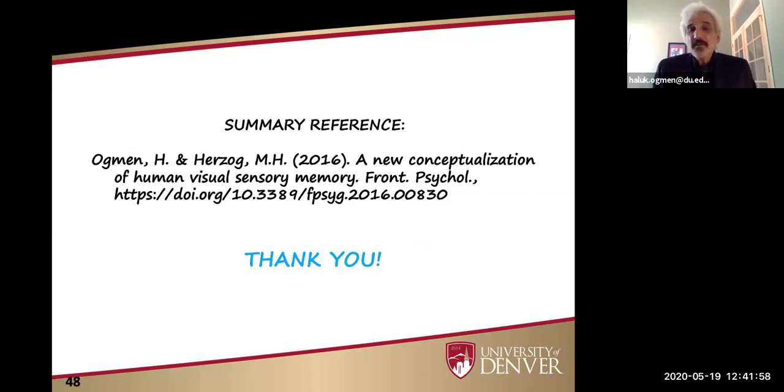In summary, I would like to point to this reference paper, which summarizes our findings up to 2016. We had other papers published after that, but I highlighted this summary reference because it covers the background information and gives quite a tutorial introduction to this new modified sensory memory model.